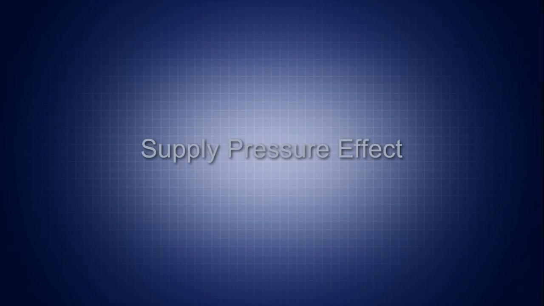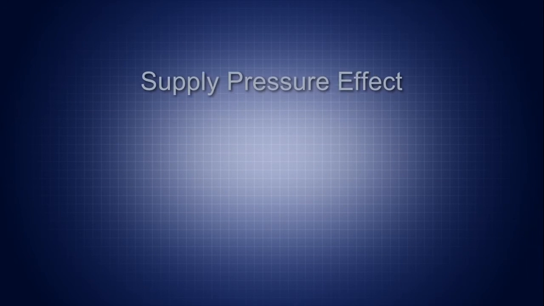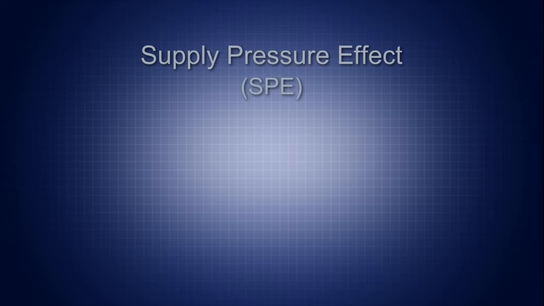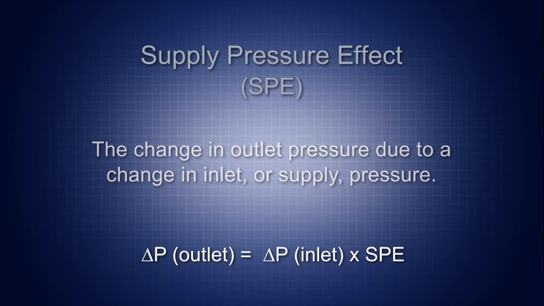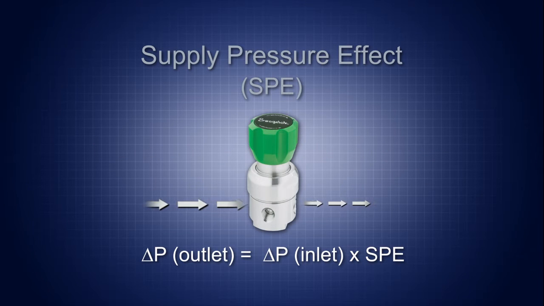There are a number of possible causes, but the most likely is supply pressure effect, or SPE, sometimes also referred to as dependency. Supply pressure effect is defined as the change in outlet pressure due to a change in inlet or supply pressure. If the inlet pressure decreases, there will be a corresponding outlet pressure increase. Conversely, if the inlet pressure increases, the outlet pressure will decrease. Inlet and outlet pressure changes are inversely proportional to each other.